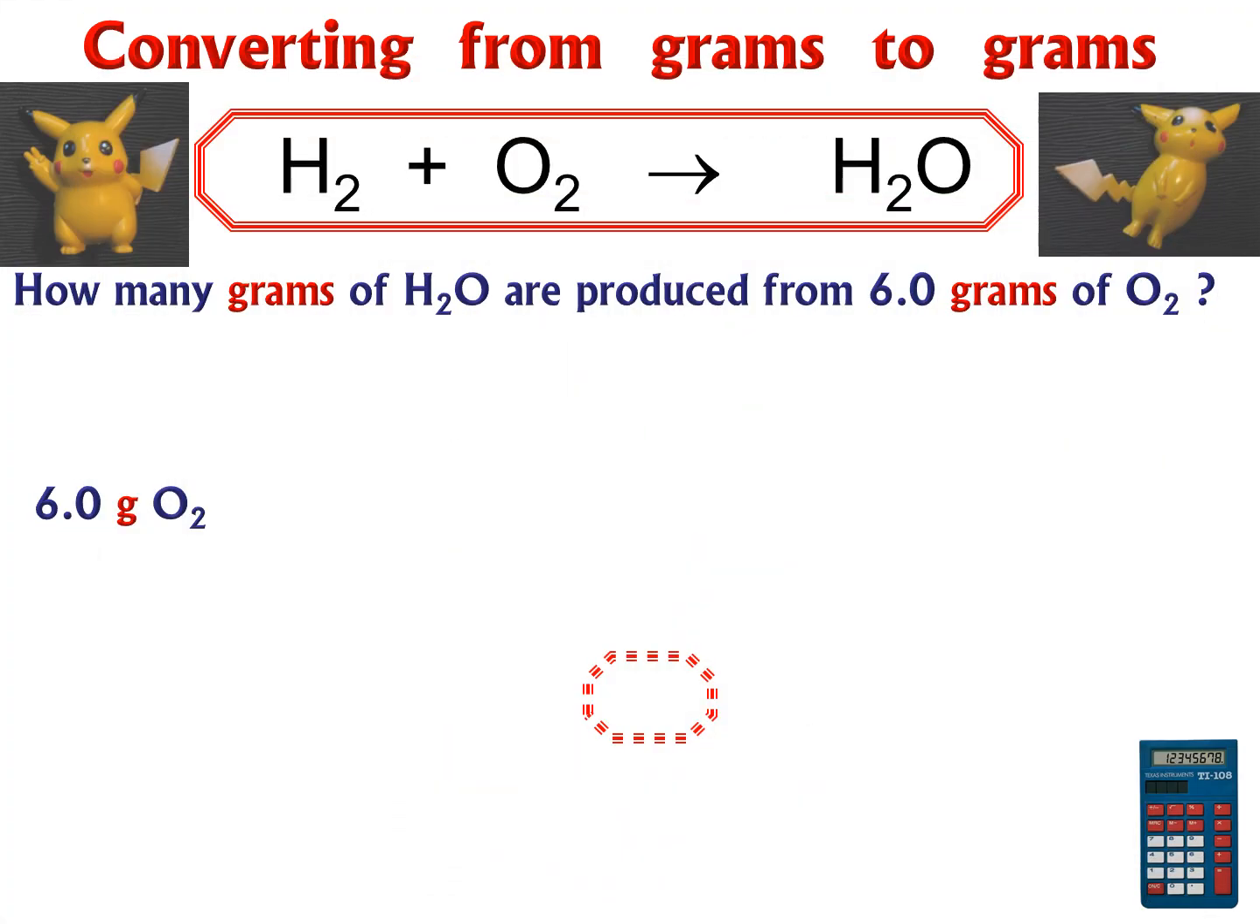Here is an example of converting from grams to grams. Remember this equation, hydrosynthesis? Oh yeah, well there's 2 oxygen on the left and only 1 on the right. I better double that. Then that gives me 4 hydrogen. Well, I better double that. And oh, that's balanced. Good. A lot of equations, of course, are that easy to balance. The question is, how many grams of water are produced from 6.0 grams of oxygen?